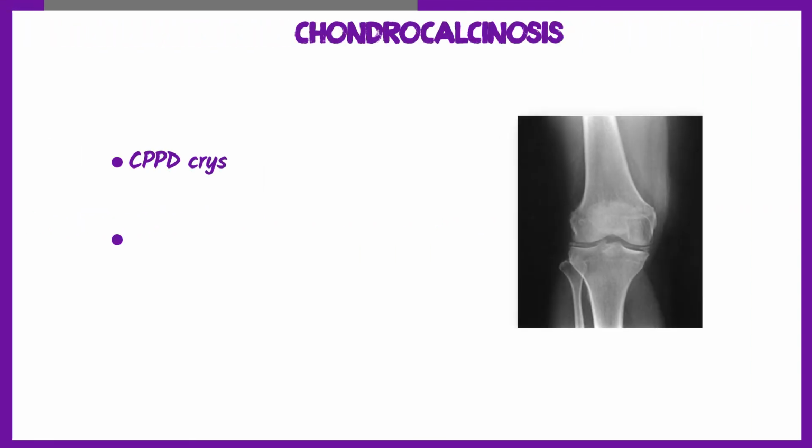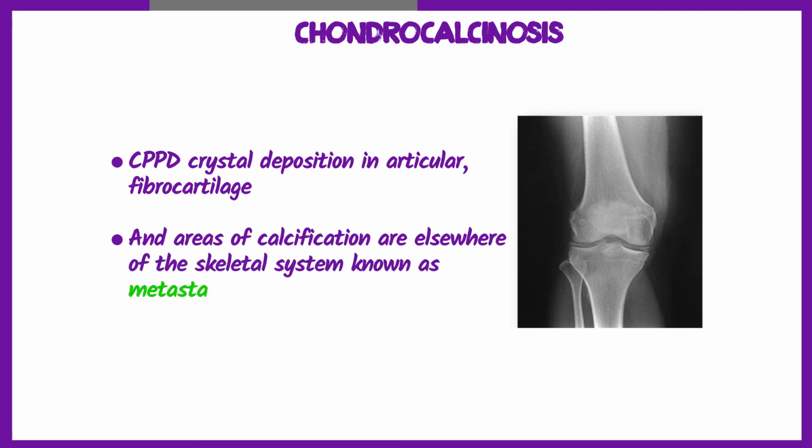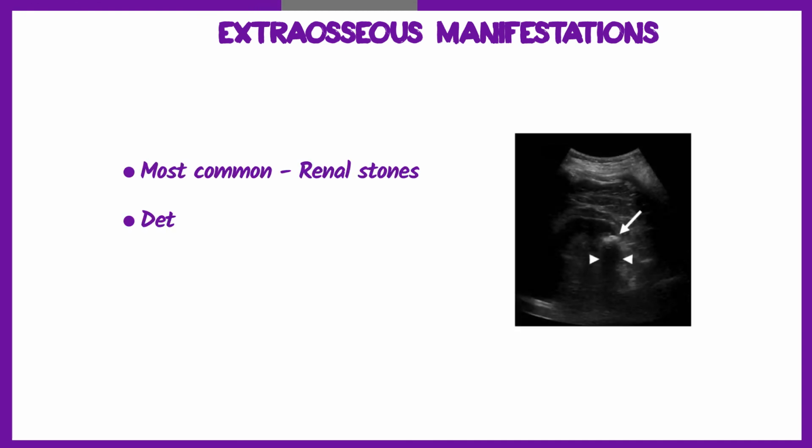Other findings are chondrocalcinosis. This is CPPD deposition in the articular and fibrocartilage. Also areas of calcification elsewhere in the skeletal system, known as metastatic calcification. Extraosseous manifestations, most common is the renal stone, detected easily by a USG.